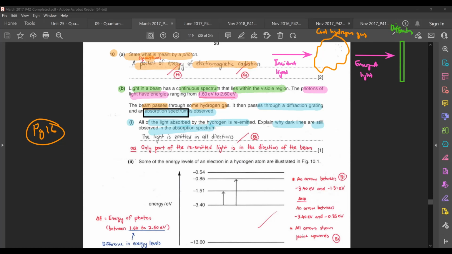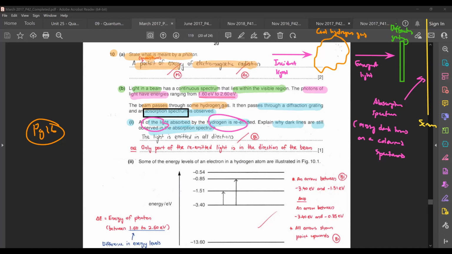You try to pass it through a diffraction grating, and after that the diffraction grating will try to split up your light into separate spots on the screen. Say this one is your screen here. What you see on the screen, as mentioned by your question, is your absorption spectrum. You get missing dark lines on a colored spectrum.